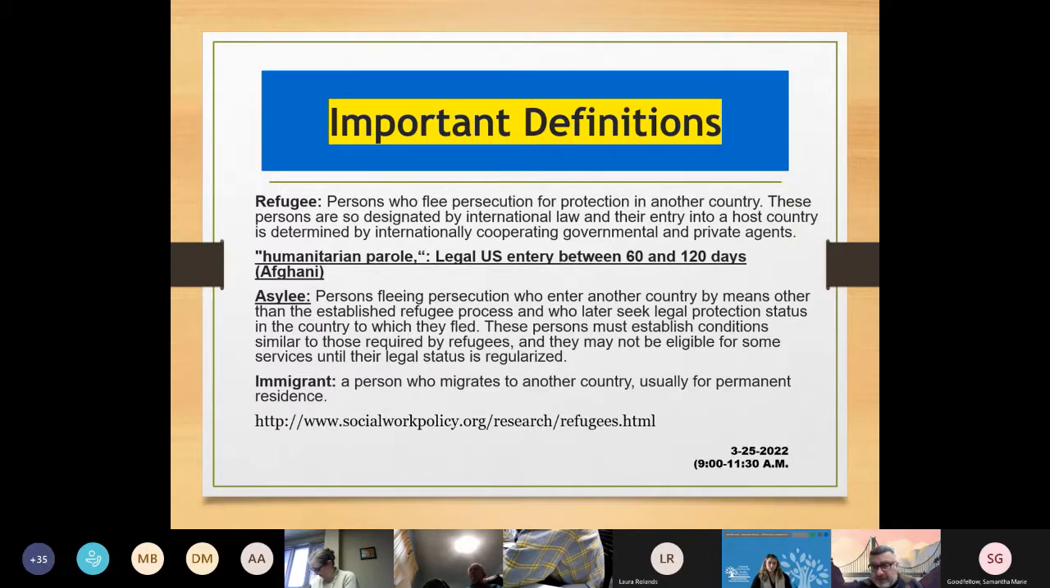And of course, immigrants are those who make decisions to leave their countries for another country, seeking permanent residency, and they make those decisions without being impacted by the war. Let's go to the next slide.